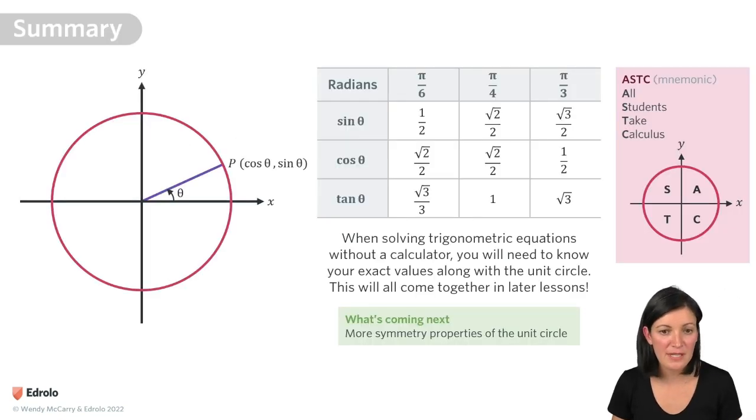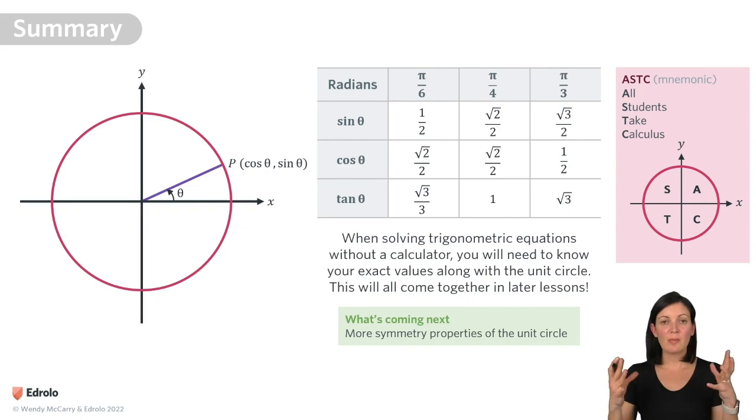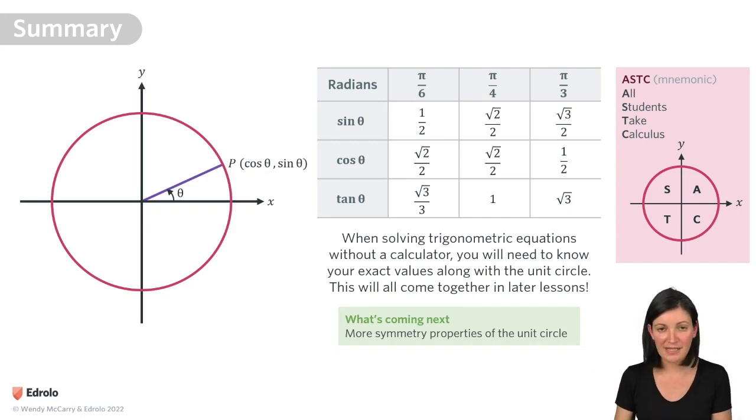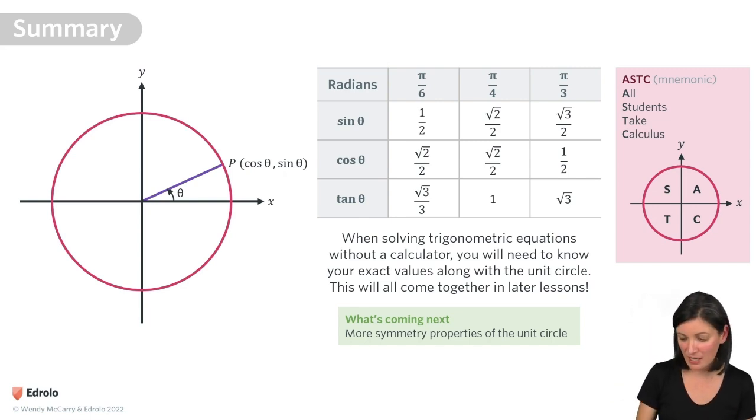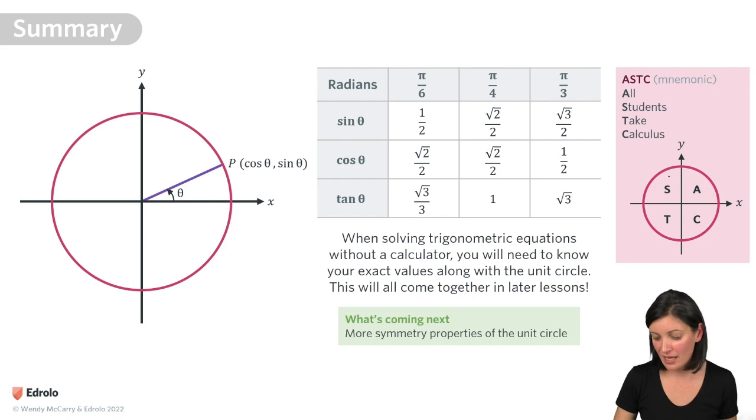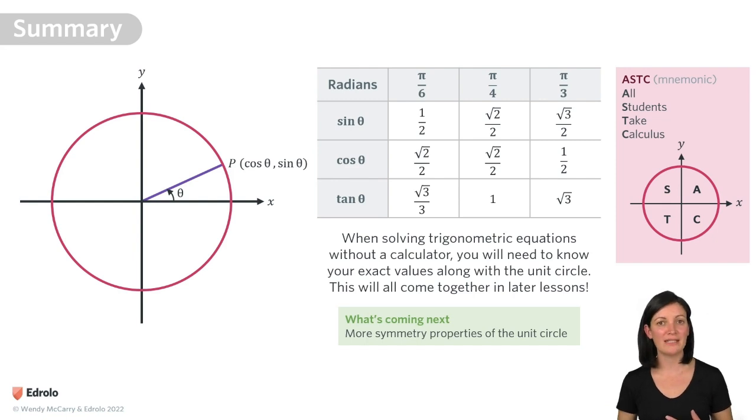Okay, guys, so that wraps up our summary here. Remember, you do need to know these exact values. I can't stress that enough. You're going to need to know these exact values, and you're going to have to be able to use this ASTC, these quadrants, to evaluate whether or not an angle is positive or negative throughout the course. We are going to look at a couple more symmetry properties of the unit circle in our next lesson.